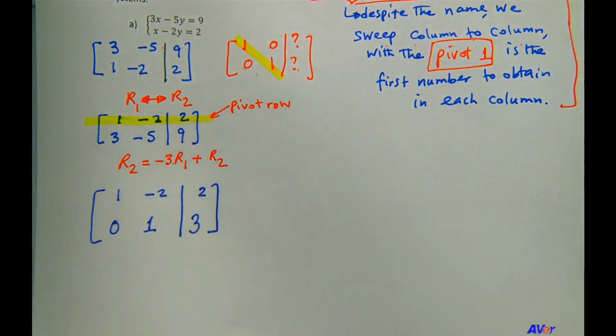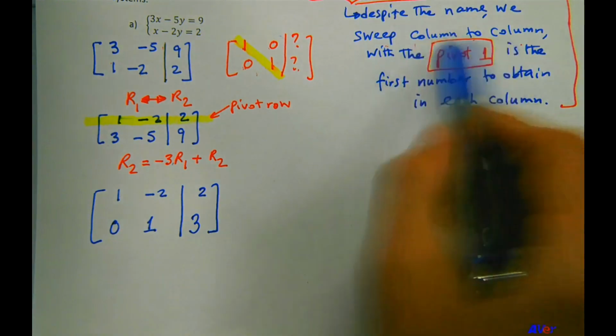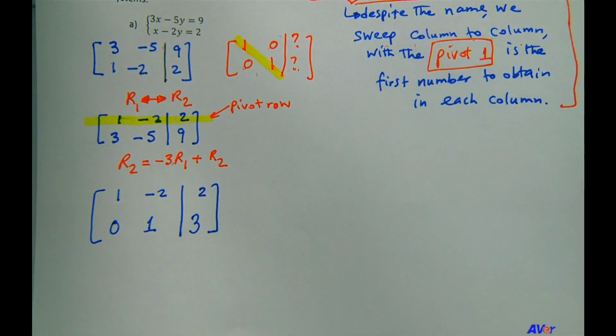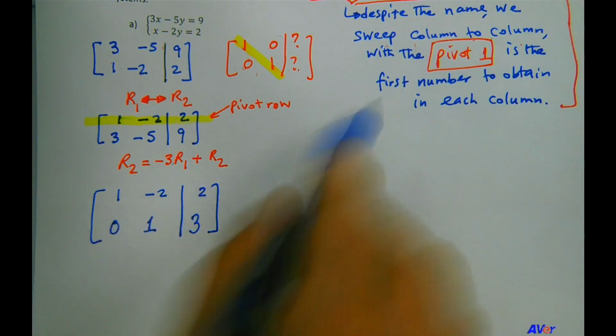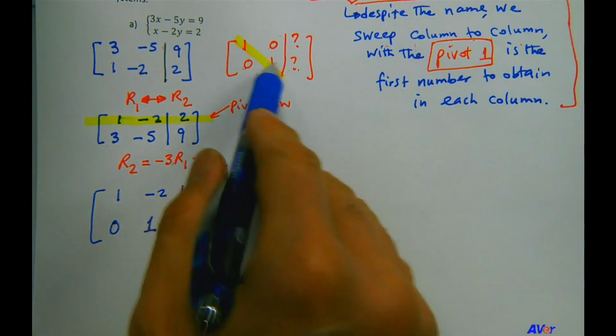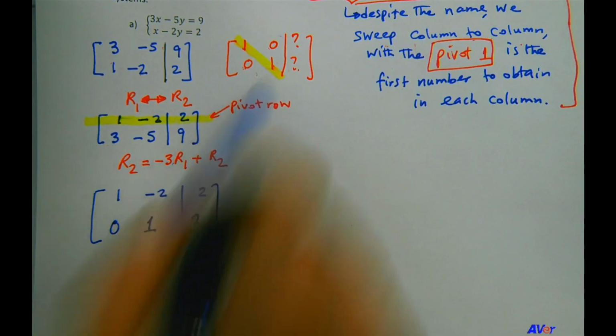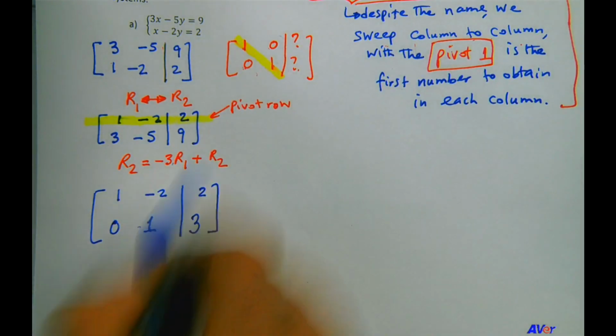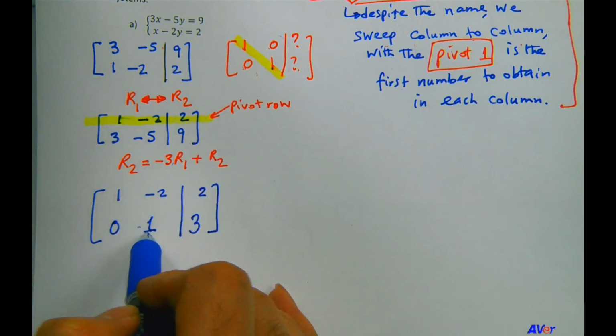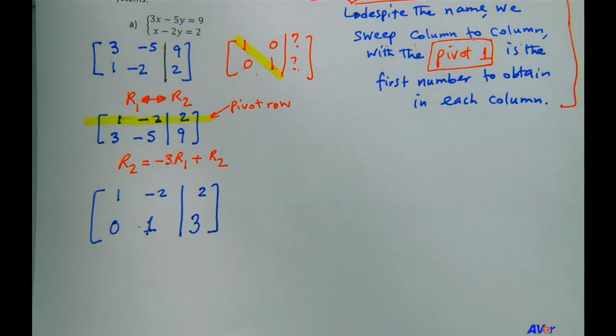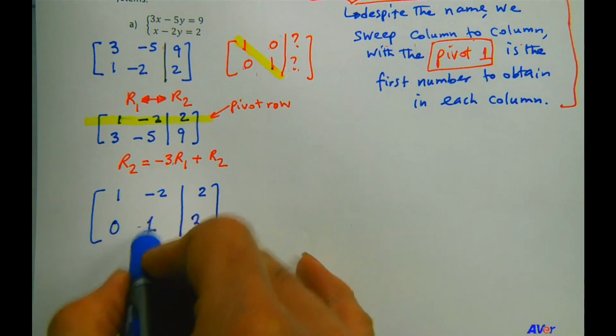Okay, let's move to the second column. Like I said, we sweep column to column. In each column, we start by obtaining the diagonal 1 first. But fortunately, we already have it, so we don't need to do anything to obtain a 1 in this spot. It's already there. Fantastic. Sometimes we get lucky, right? And that's good.